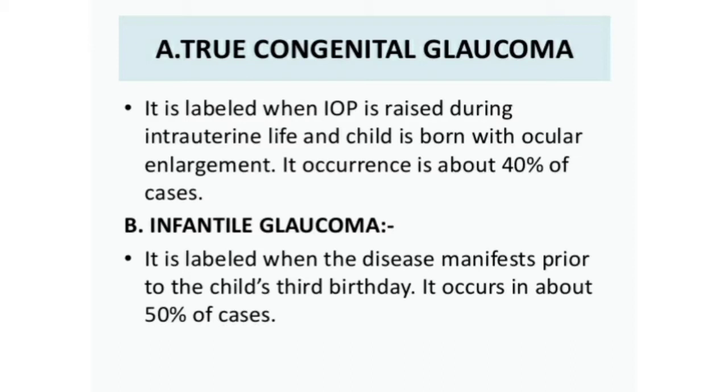Now what happens in infantile glaucoma? It is labeled when the disease manifests prior to the child's third birthday. So infantile means when the child is an infant. Basically, after the child is born, this phenomenon occurs. So before the child has its third birthday, infantile glaucoma can be detected. And infantile glaucoma occurs in 50% of the cases.